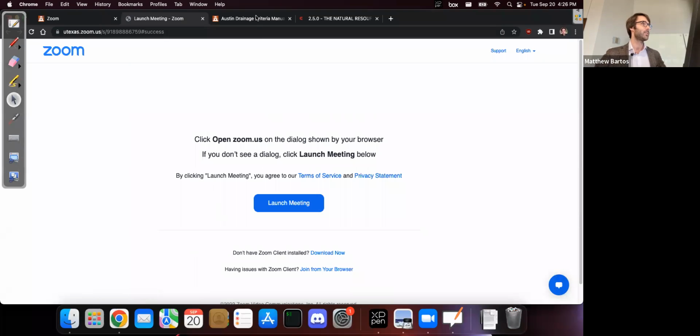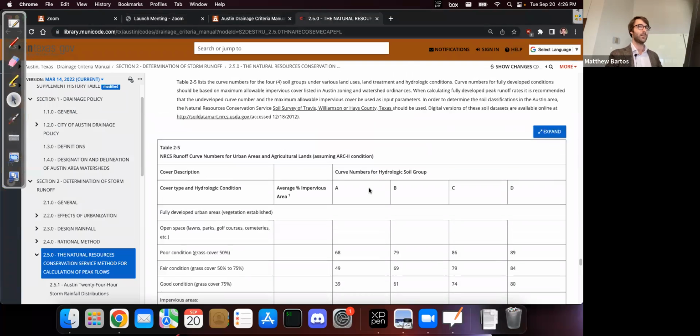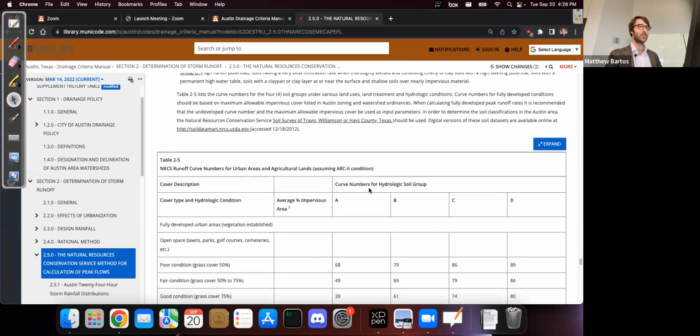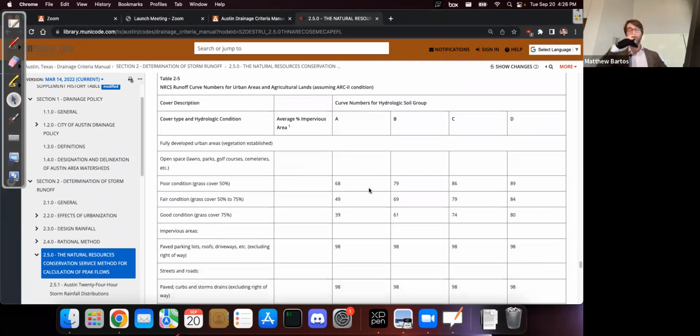And I also have an example here. Here are the Austin Drainage Criteria Manual's curve numbers. So they have essentially regulated curve numbers for Austin, and you can see various curve numbers for different soil types and land cover types.